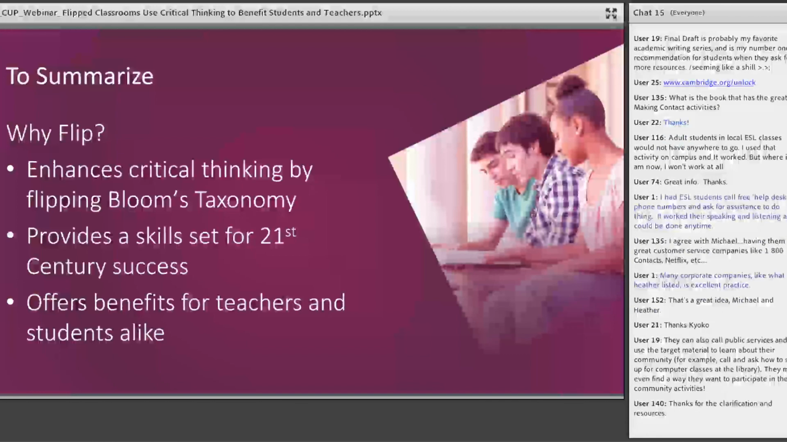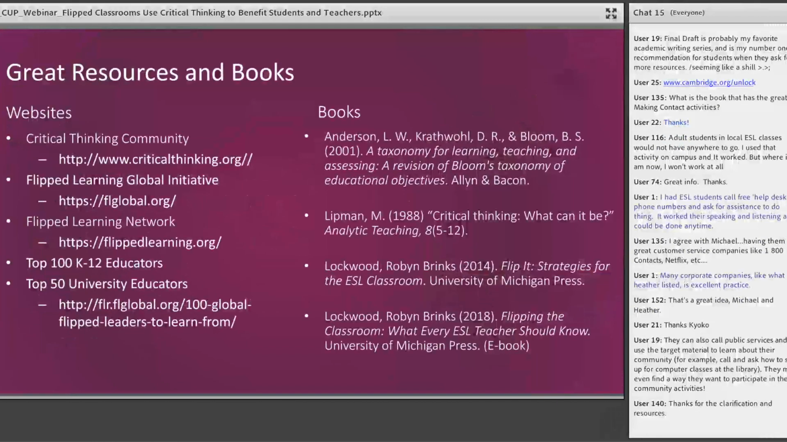So I'll just leave this last slide up here for you. These are some great resources and websites that might be helpful, including the critical thinking community. If you're more interested in learning more about critical thinking, that has all the features of a good critical thinker. The Flip Learning Global Initiative has just created some Flip Learning standards that might be a good reference, and of course the Flip Learning Network.